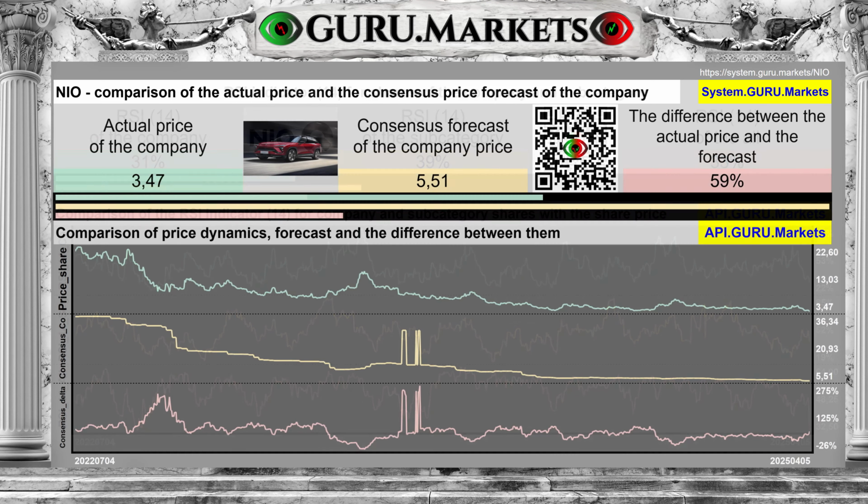The company's current share price is approximately $3.47. The consensus price target for the company's shares is approximately $5.51. The movement of the current price and consensus forecast is approximately 59%.